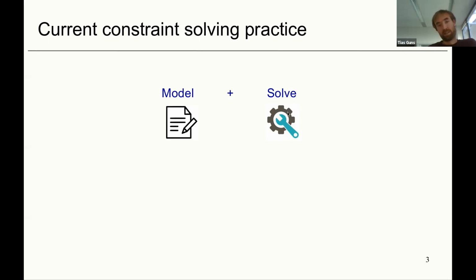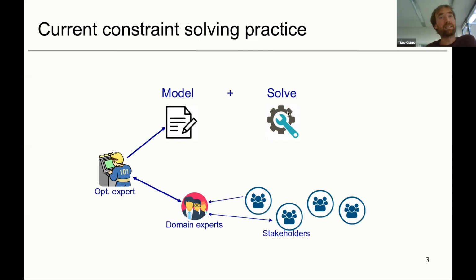Now let's ask the question, where does this model come from? All right, and actually you made the model, right? You're the optimization expert. But how did you come up with the constraints, and how did you come up with the objective function? The answer is that there is some domain specific problem, and there's a business understanding that it's needed, just like in machine learning.